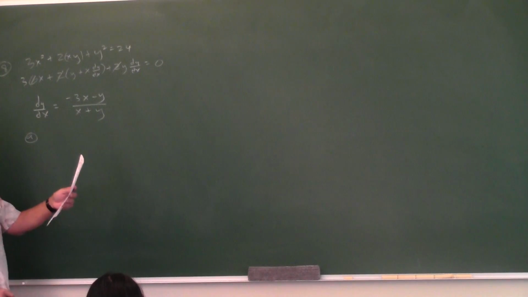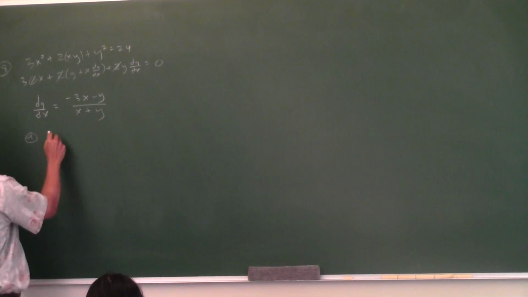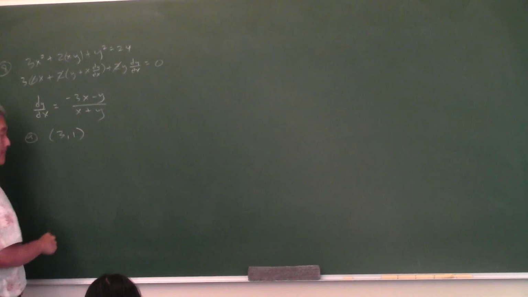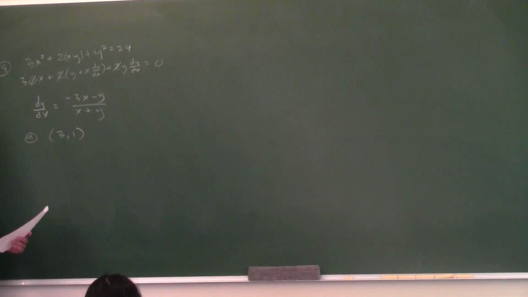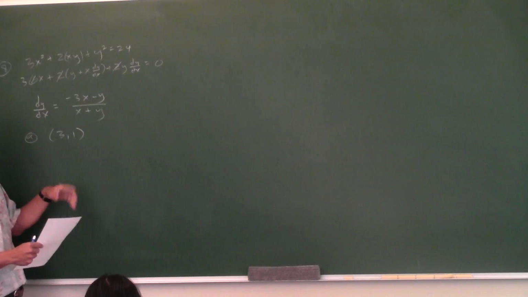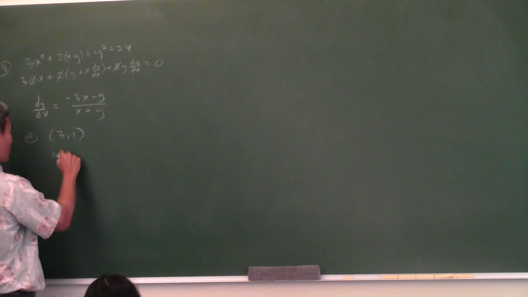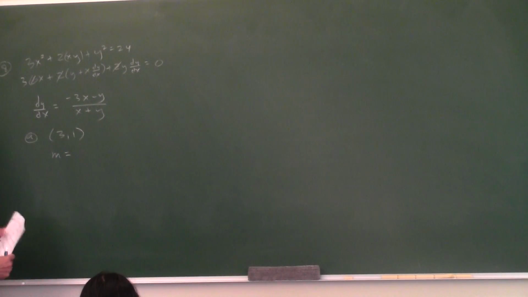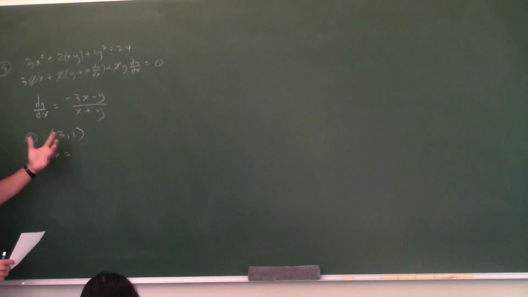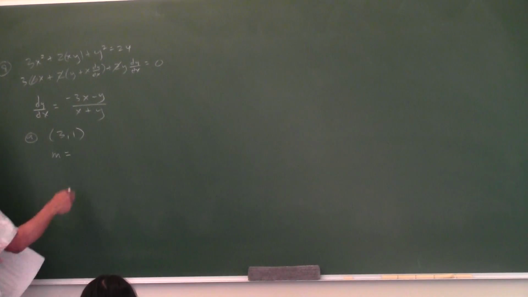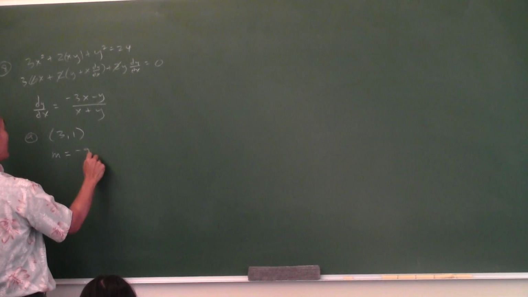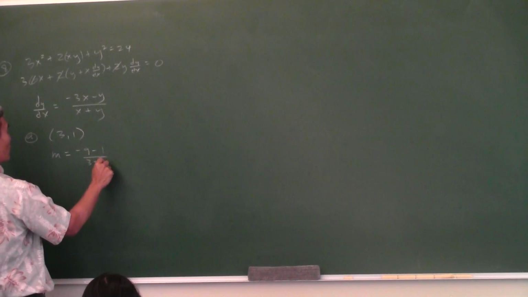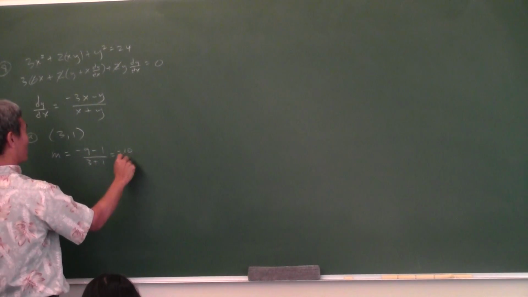It says, write the equation of the tangent line at the point 3, 1. Now, in order to write the equation of a line, you need a point, which is given. Now you need the slope. How do you figure out the slope? You use the derivative. The derivative tells you the slope. So since there's x's and y's in the derivative, you have to plug in both x and y. So you get negative 9 minus 1 over 3 plus 1, which is negative 10 over 4.